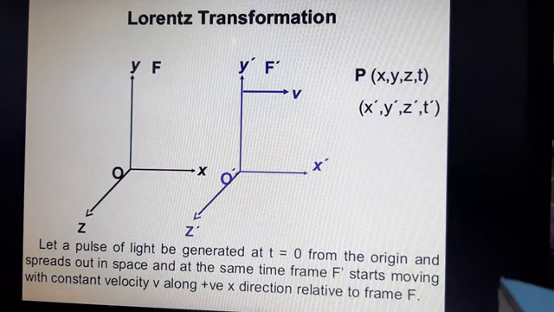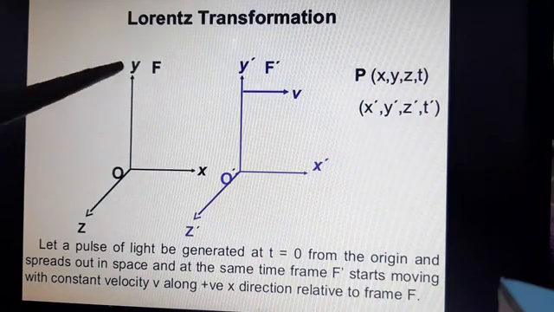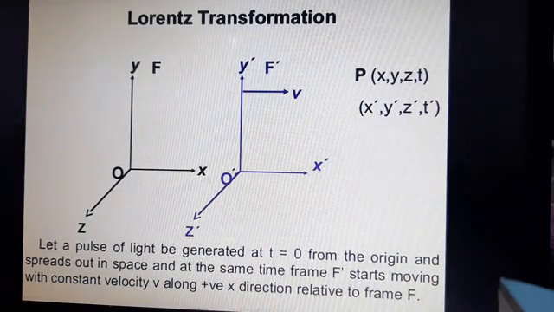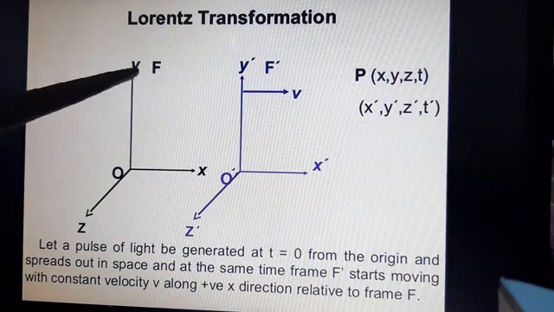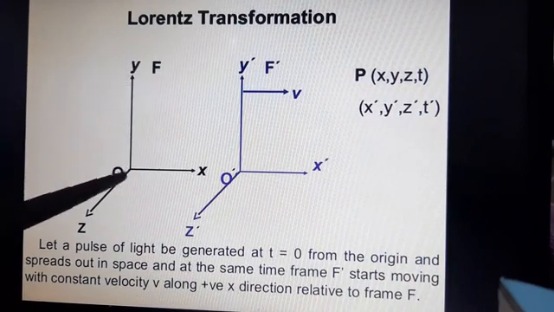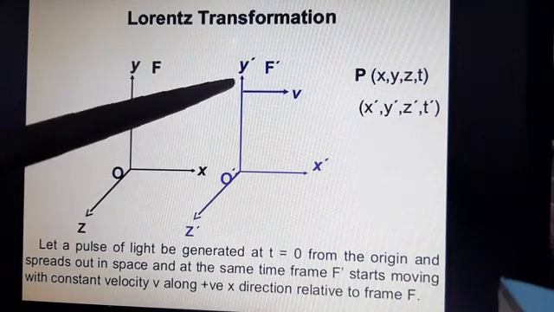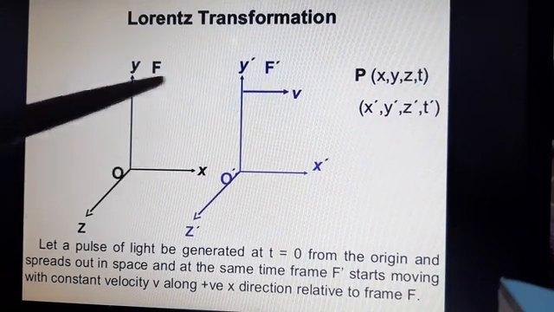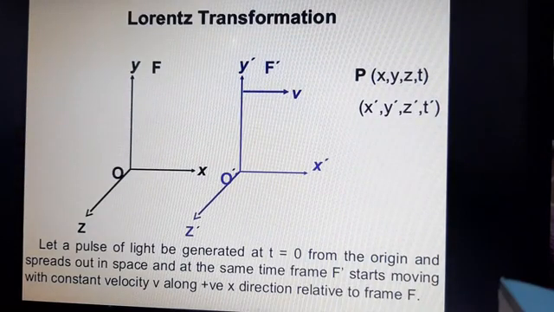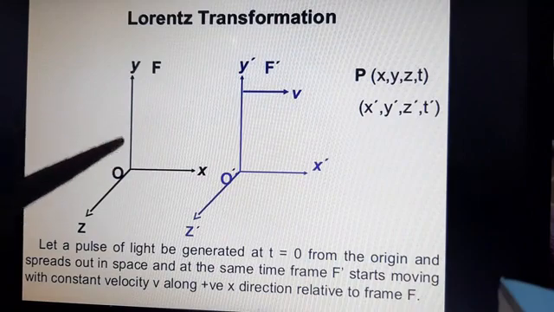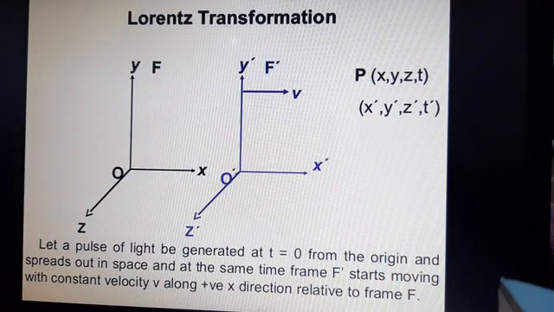Let the two frames of references be F and F dash. It may be S and S dash, F and F dash; just symbols are used. In which F frame is at rest and F dash is moving with constant velocity. So both frames are inertial frames because of the law of inertia, that is, velocity is 0 and velocity is constant.